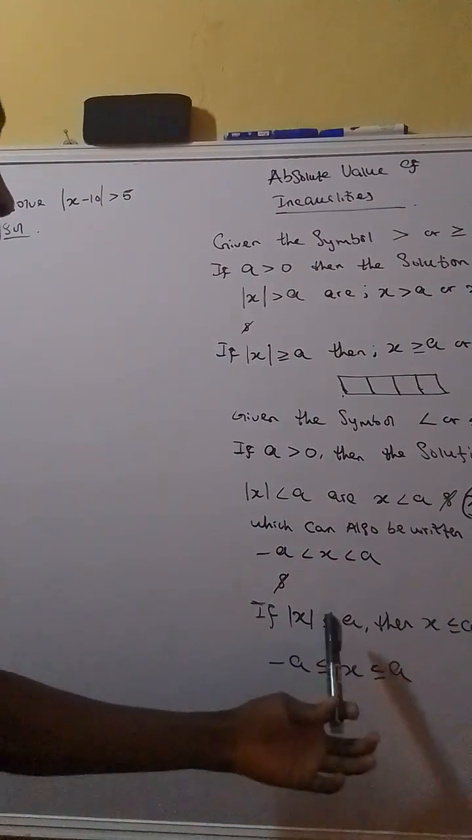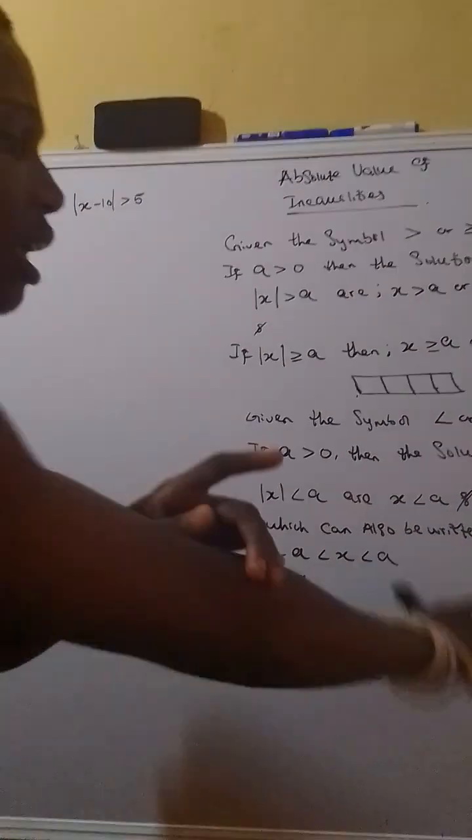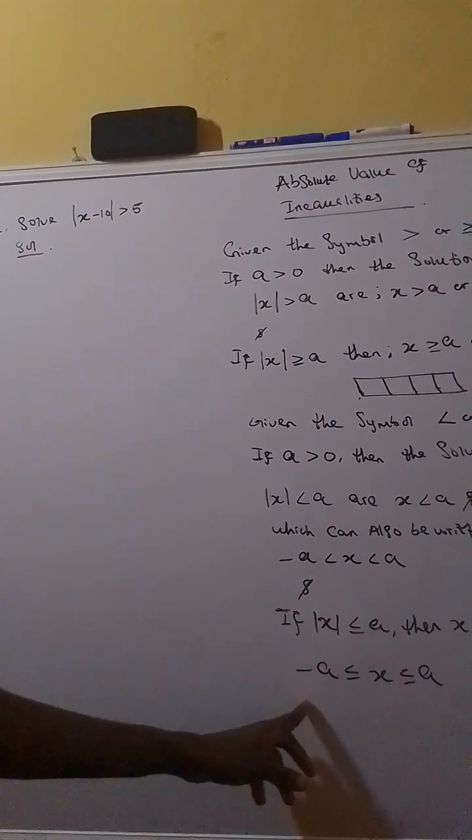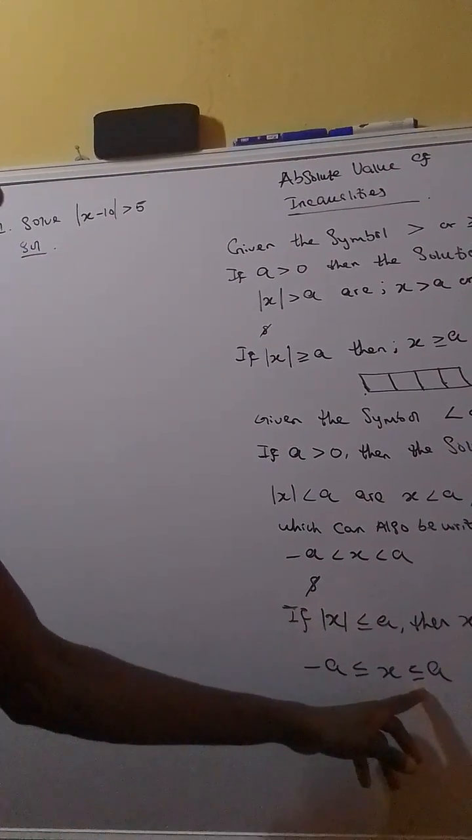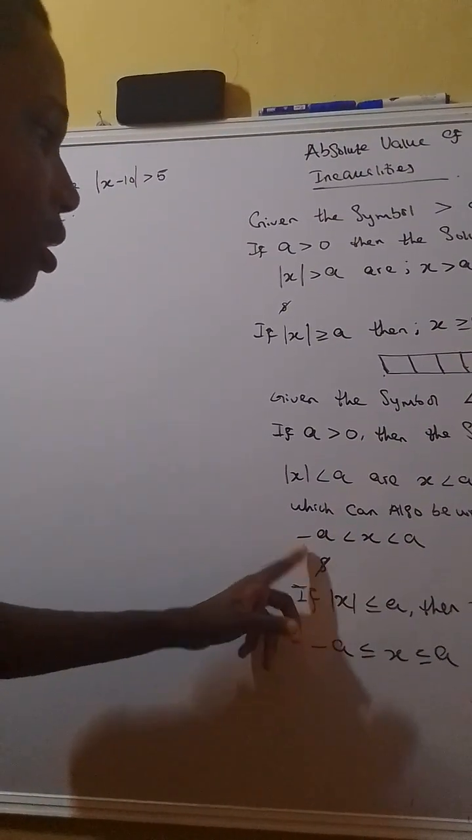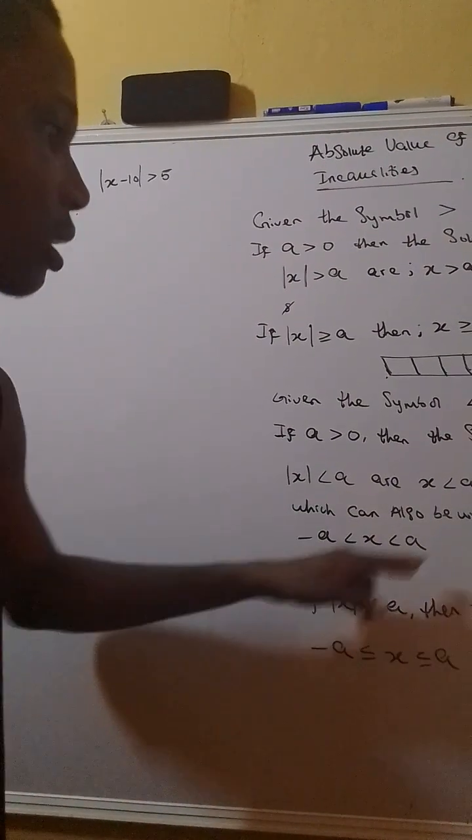So if it is less than or equal to a, then x will be less than or equal to a and also x would be greater than or equal to negative a, and it can be written back as minus a is less than or equal to x and also x less than or equal to a. Now in most cases you have to treat the negative value first. You always have to look at the negative value and put it in a way whereby it is less than the normal value you are given.